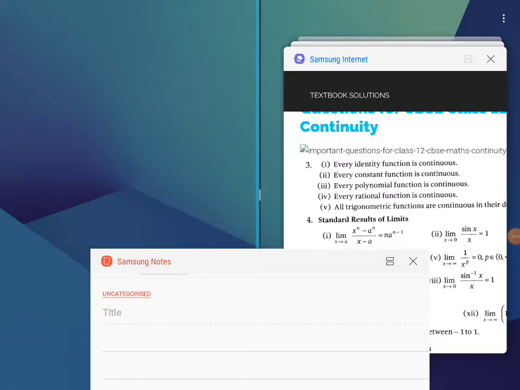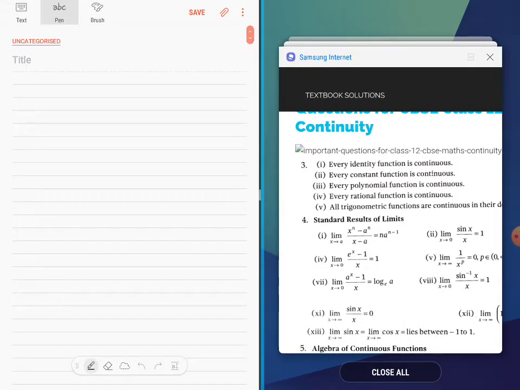Continuity. Differentiability we will deal with separately. Continuity is fairly easy, it's easy to learn.